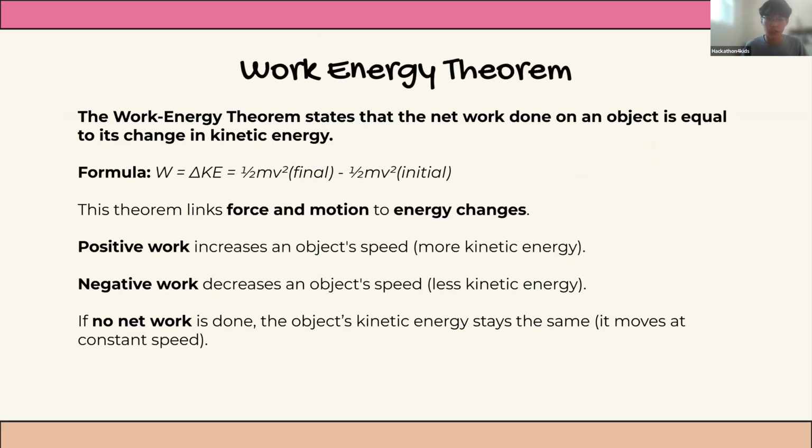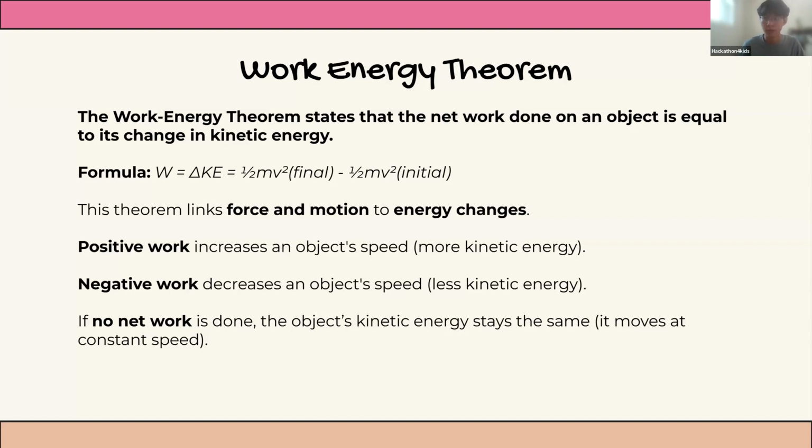Okay, let's talk about the work energy theorem. This is related to energy. The work energy theorem states that the net work done on an object is equal to the change in its kinetic energy. In other words, when a force causes an object to move, the energy used to do that work goes into changing the object's motion. Mathematically, it's written as W, work, equals delta KE, the change in kinetic energy.